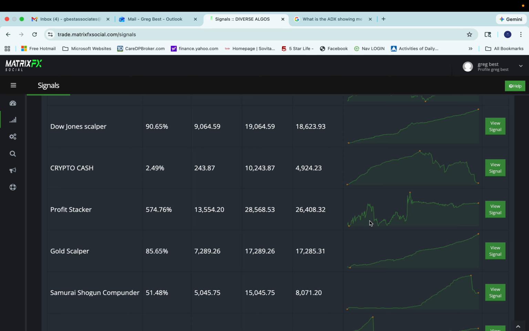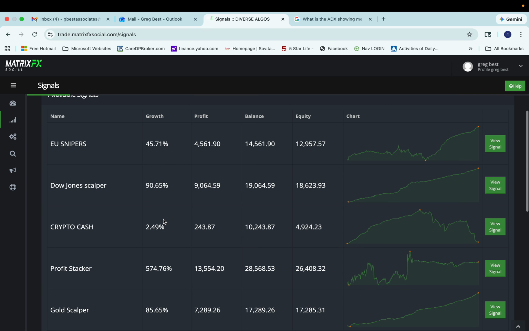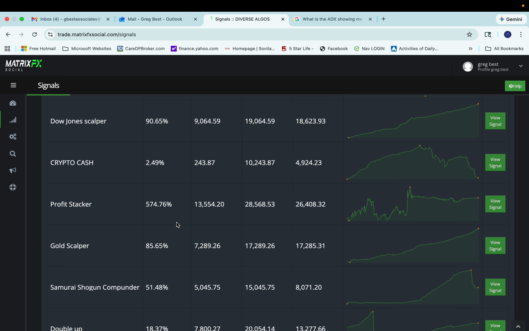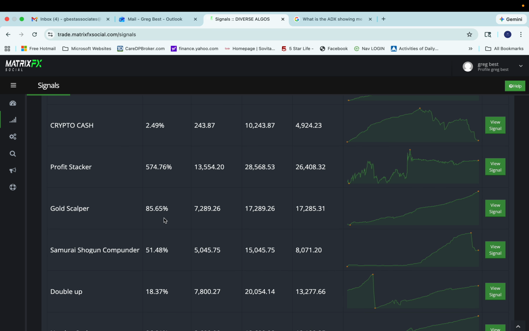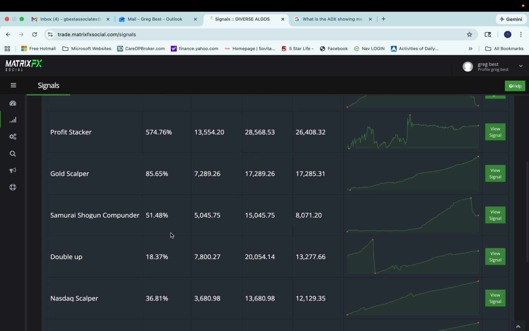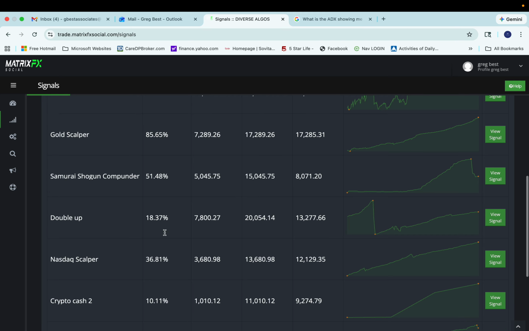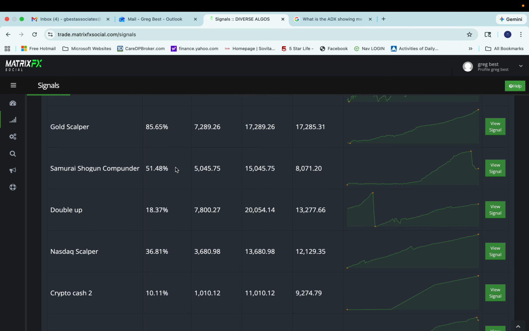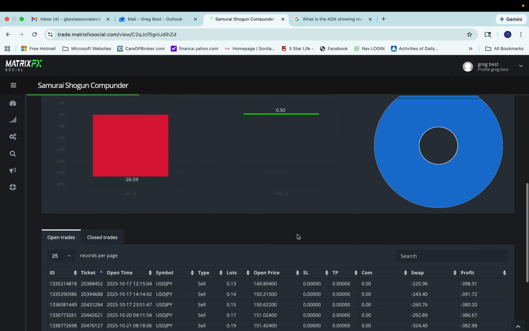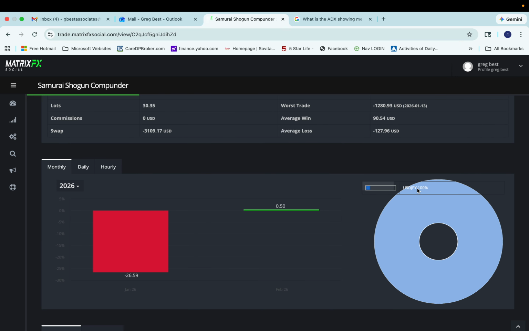Profit Stacker is all around the place, and it's pretty consistent now. I don't necessarily like it, but it does have a percent increase of 574%. And then you've got Gold Scalper, and that's the other one that I trade that's been phenomenal. Samurai Shotgun, I don't trade any of the Euro. I'm sorry, the JPY stocks crashed. I mean, it's terrible.